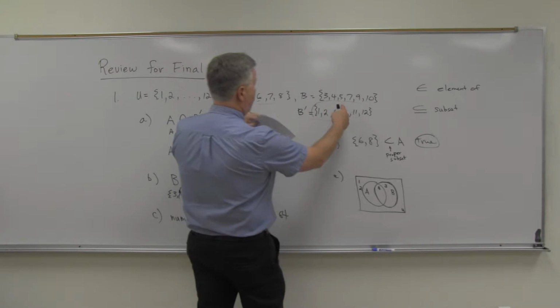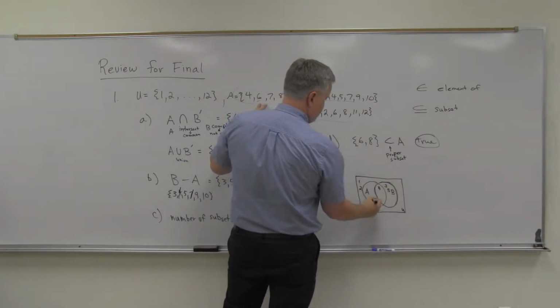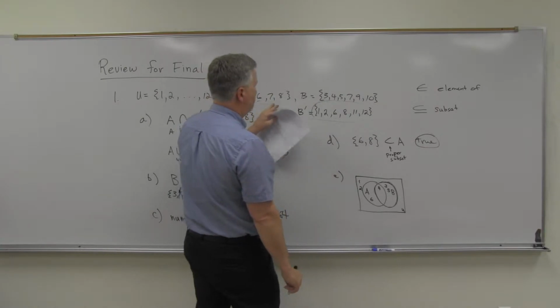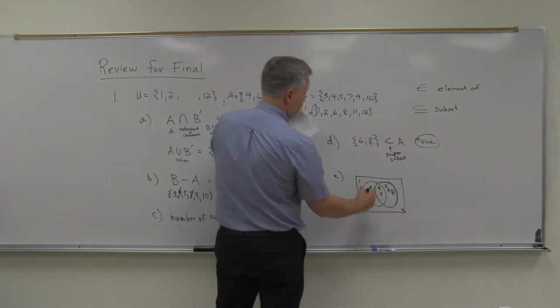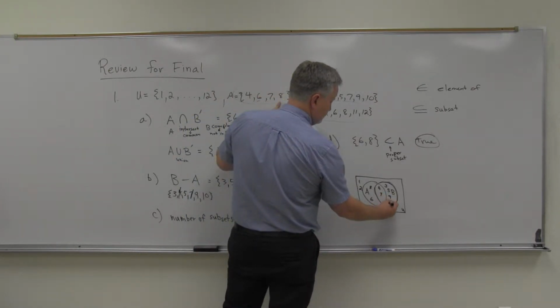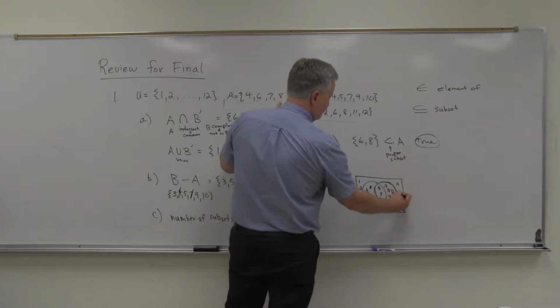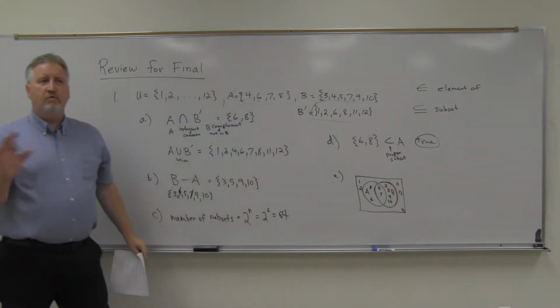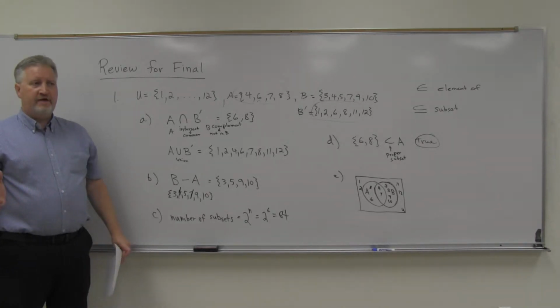Let's roll through these. 5 is like 3. 6 is in A only. 7 is in the middle. 8 is in A only. 9 and 10 look like those are in B only. And then that leaves 11 and 12 on the outside. So that's one thing we can do with the Venn diagrams there. Good on that?